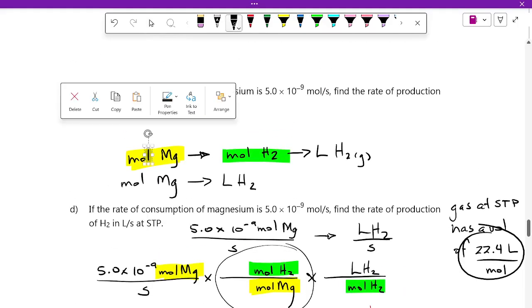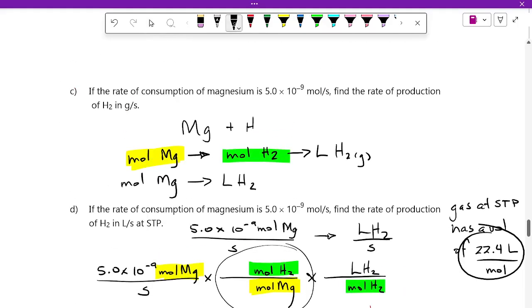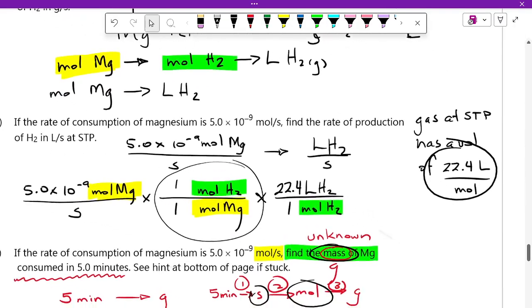So we would have Mg plus HCl goes to MgCl2 plus H2. I'm not bothering with my states because we're just doing this very quickly, but we would have 1 magnesium for every 1 H2. So that's a 1-to-1 ratio. And there are 22.4 liters for every 1 mole of gas. So 5e negative 9 times 22.4 equals 1.12 times 10 to the negative 7.